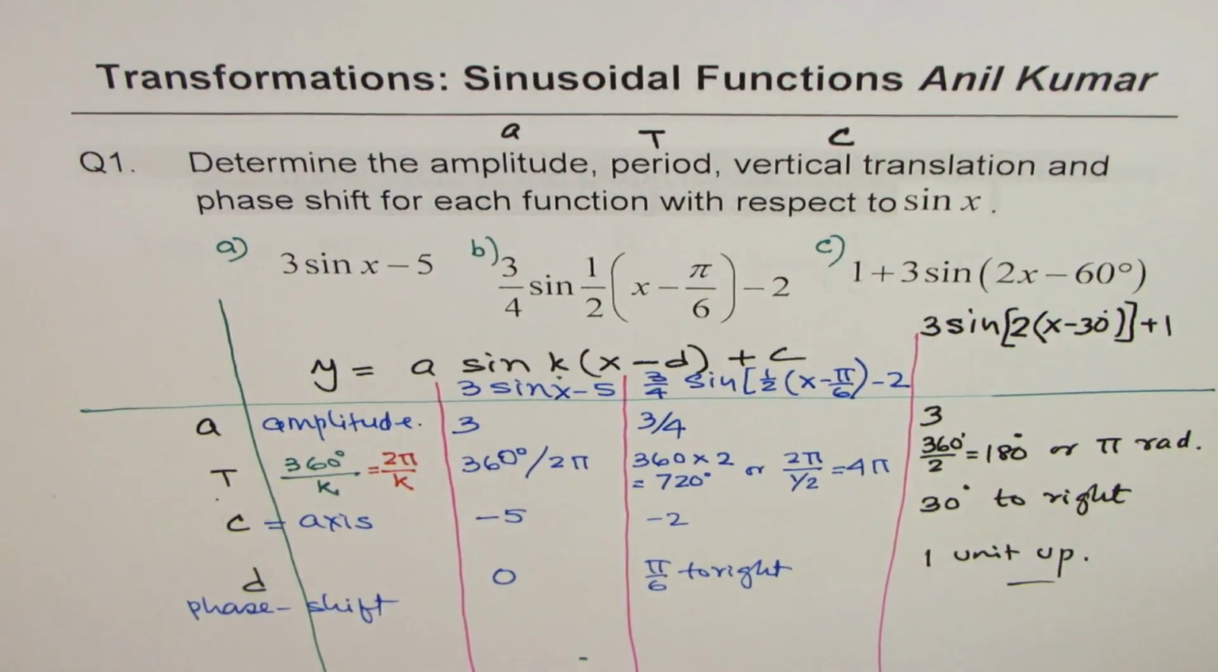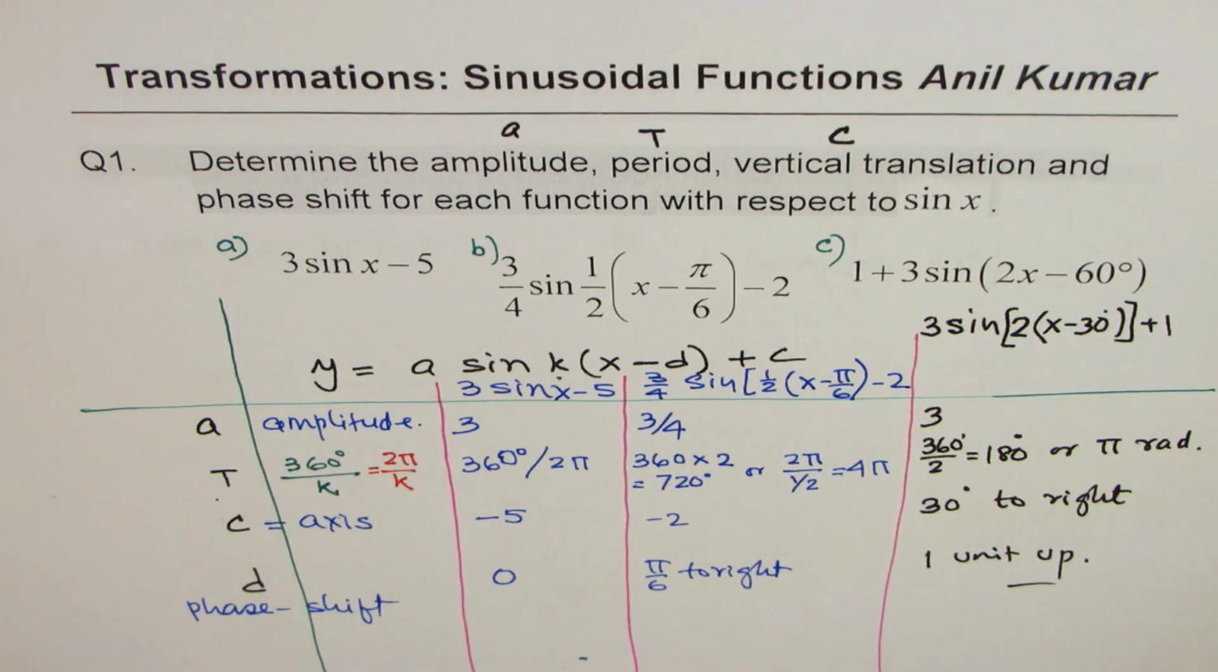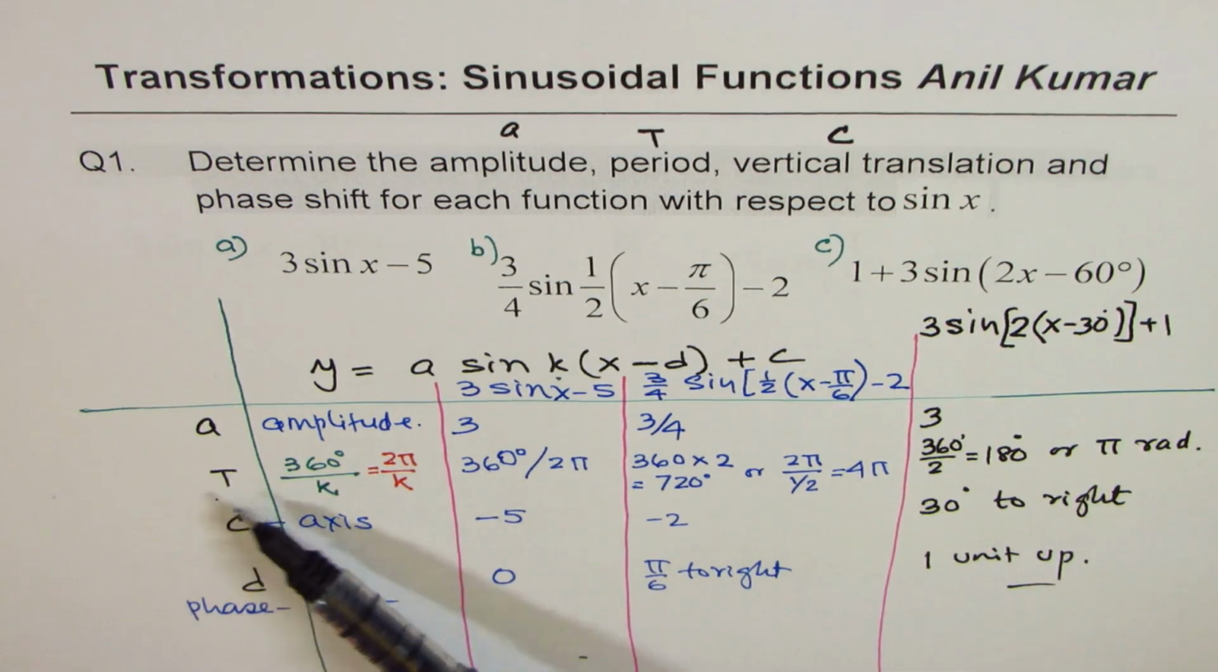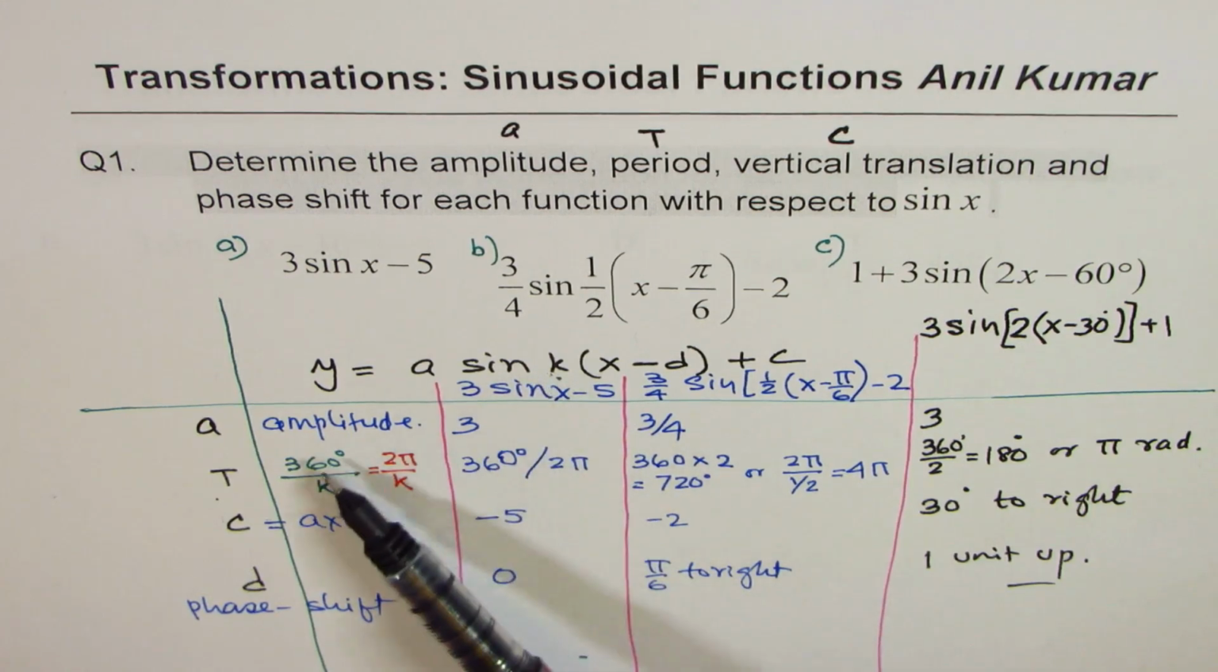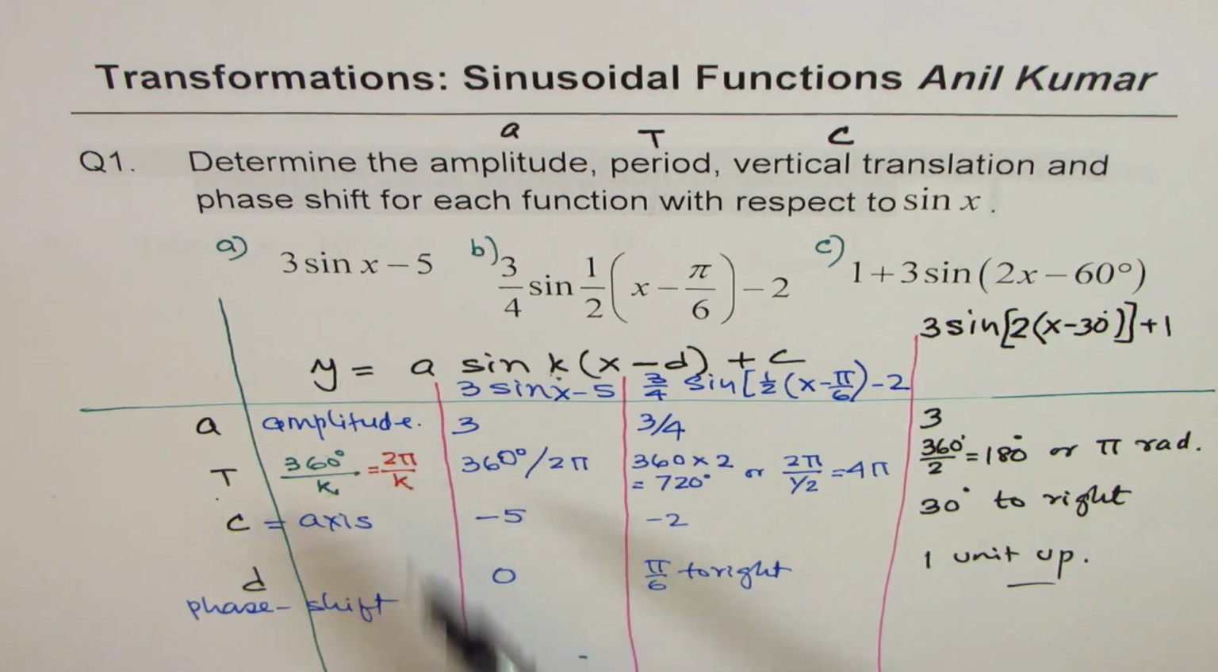Correct? So that is how you can actually read amplitude, time period, vertical translation, and phase shift from the given equation. Remember, for time period, we have to use the value of k. It is 360 divided by k or 2 pi divided by k, right?